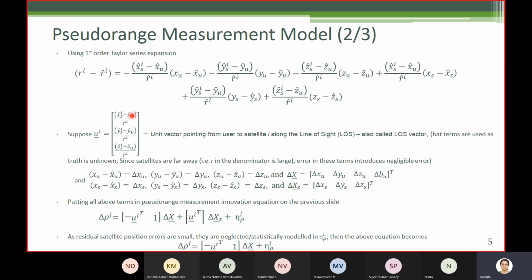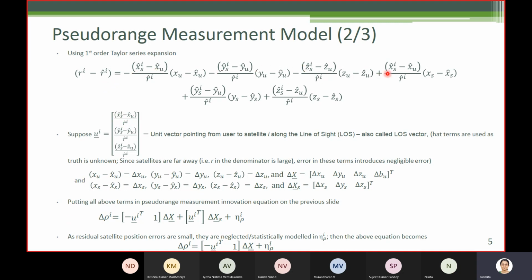Even if we take 100 meters, that is less because what is the order of R? R is some 20,000 to 30,000 kilometers. So on the top, you have say 100 meters error. 100 divided by 30,000 kilometers. If you do, how much error will you introduce? Very small error. So although we do not know the truth here, and we are using what we know, the error introduced by doing this is negligible because the denominator is much larger than the error that you introduce.